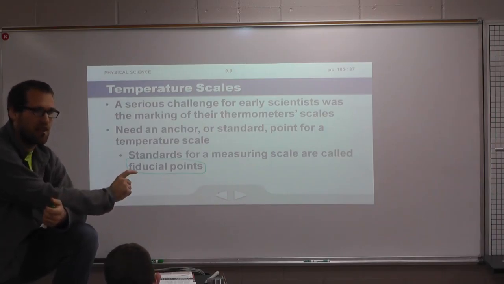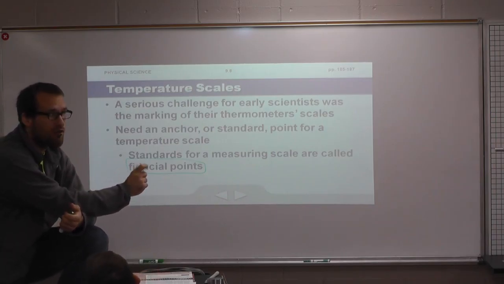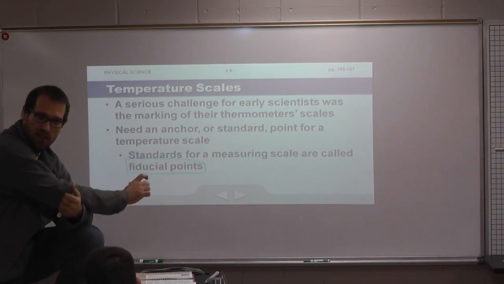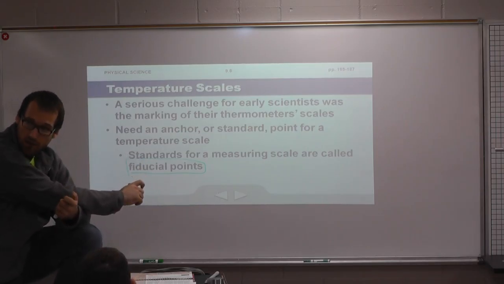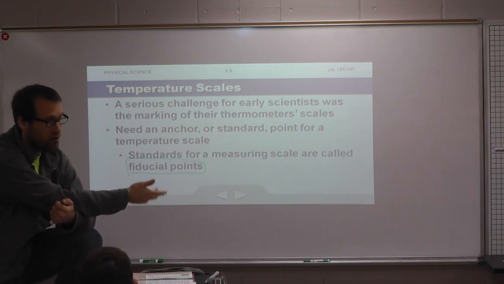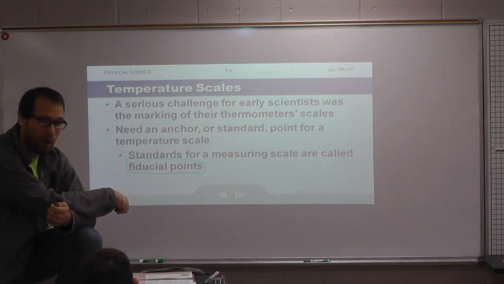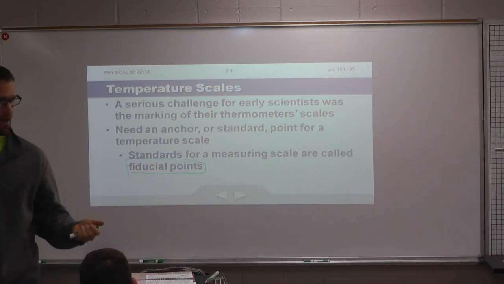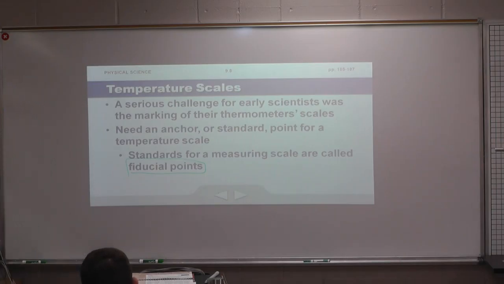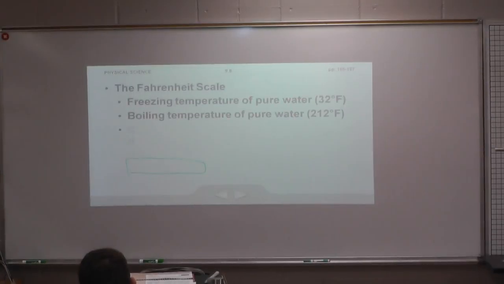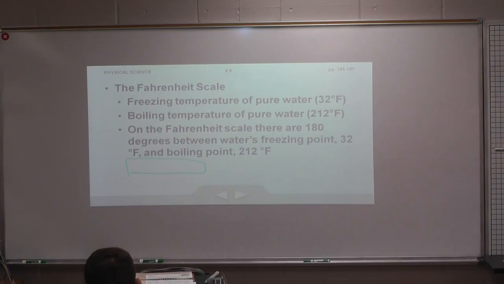But that's specifically the fiducial points for the Fahrenheit scale. On the Celsius scale, they're different. When does water freeze on the Celsius scale? 0 degrees. That's the fiducial point for the Celsius scale. And when does it boil? 100. So basically a fiducial point is the standard that they use, and a lot of times it's the melting point, freezing point, or a certain point for water. Alright, so if you didn't know when water boiled and froze on the Fahrenheit scale, there you go.